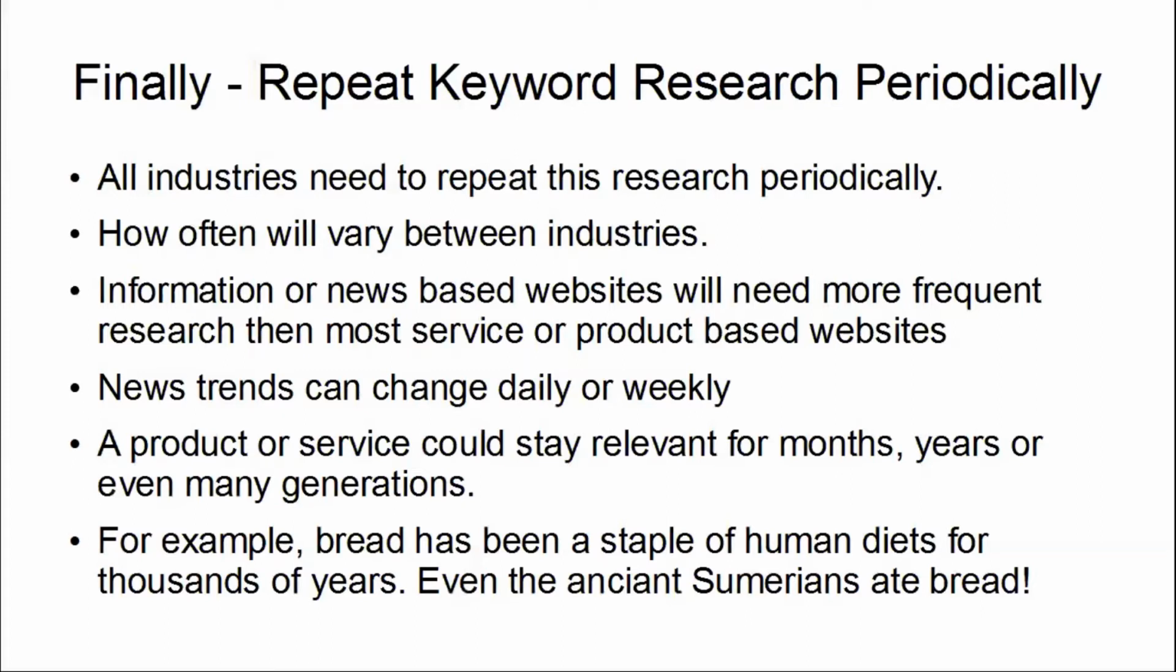News and information-based sites will need to repeat this research much more frequently than, say, a product or service-based website would. Now, this is mainly because, of course, the news cycle will shift with trends quite frequently as different events and stuff like that are going on that are attracting people's attention. Whereas if you're selling a product or a service, generally that's going to be relevant for quite some time.